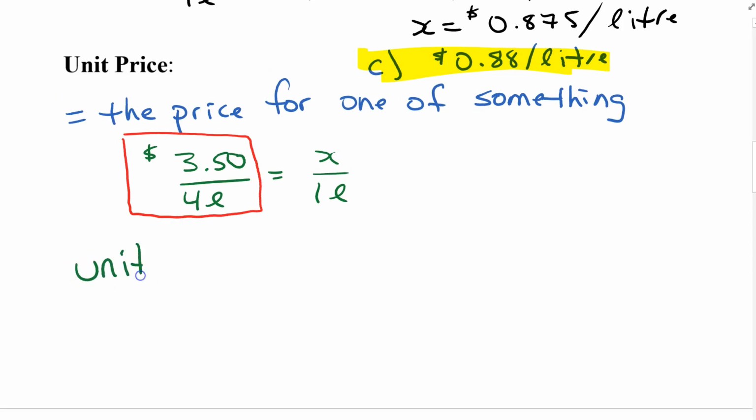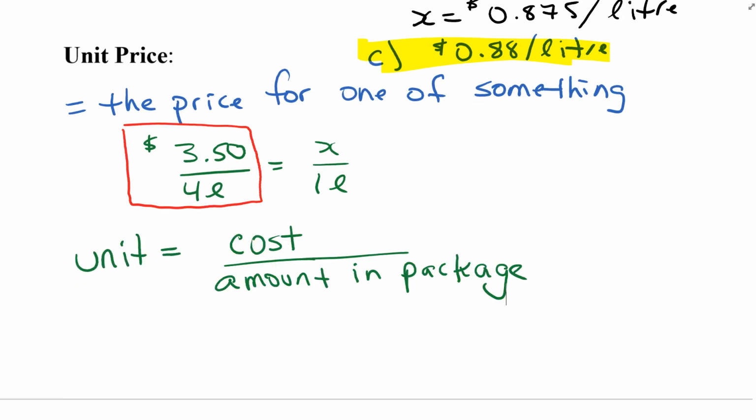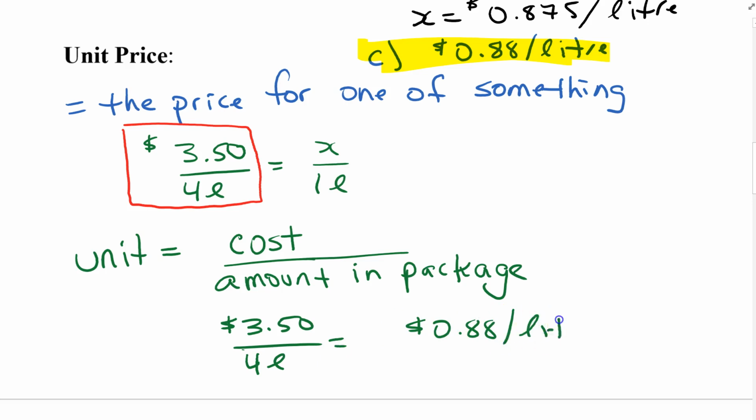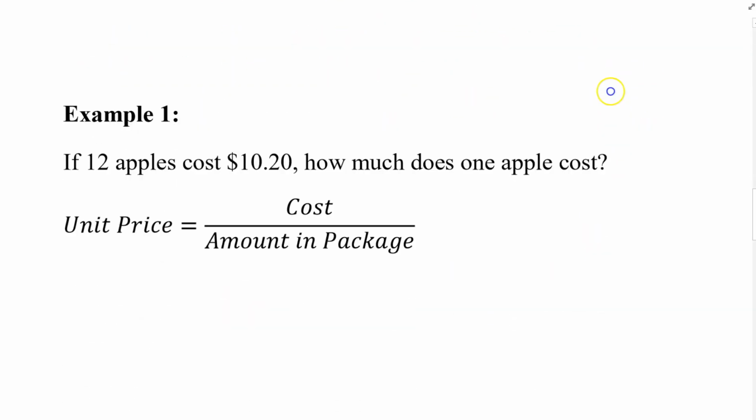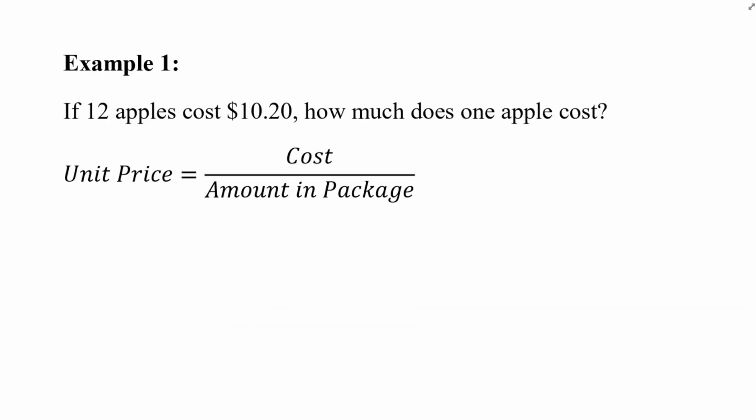Unit price equals the cost divided by the amount in the package. For example, that would have been the cost for the milk divided by the number of liters in the package, and we got 88 cents per liter. So what's the unit price? 88 cents per liter.